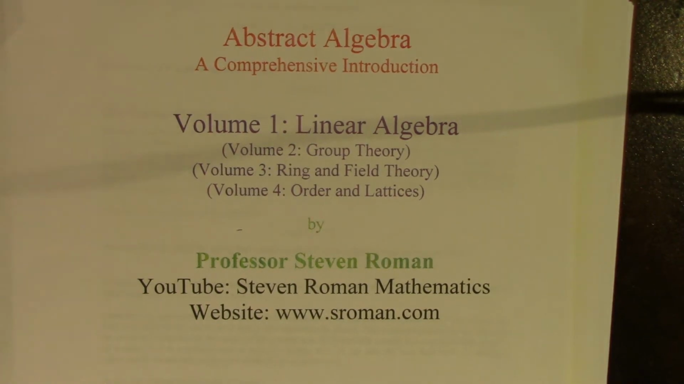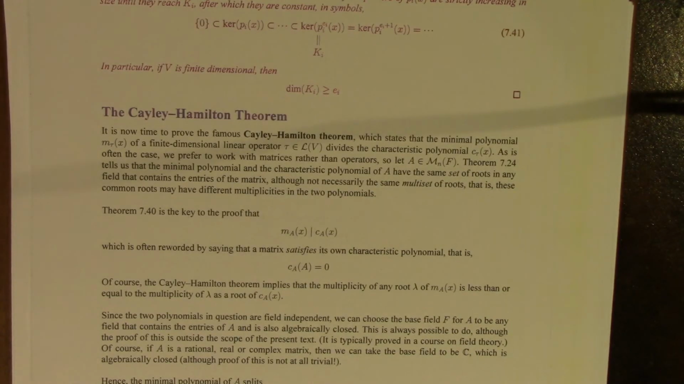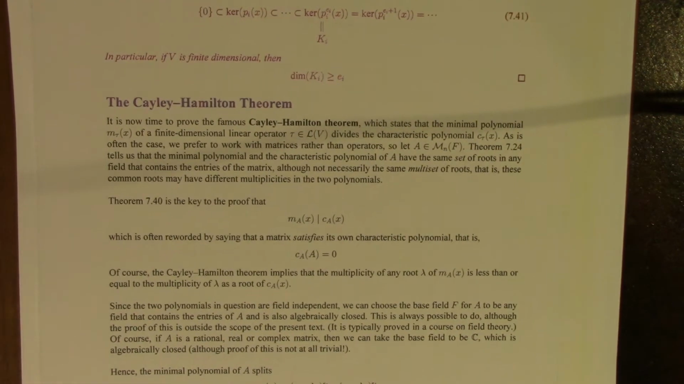Let's continue the lectures on linear algebra. As promised last time, we're now going to prove the famous Cayley-Hamilton theorem, which states that the minimal polynomial of a finite dimensional linear operator divides the characteristic polynomial.